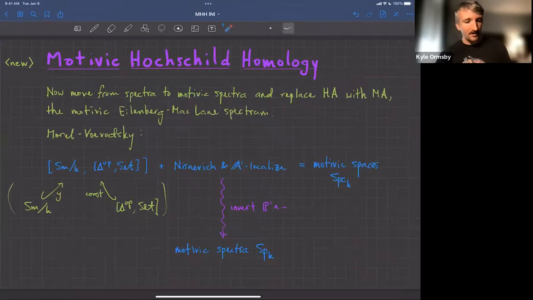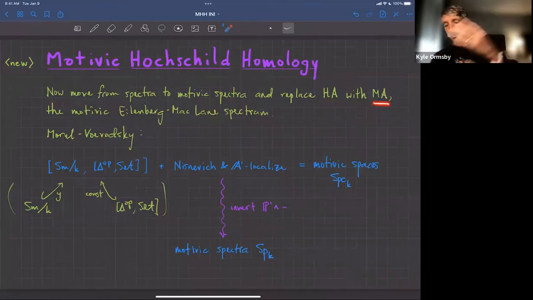This is a K-theory and Motivic cohomology and homotopy seminar. So let's get into this familiar setting, or familiar for many. The idea is that we're just going to go from spectra to Motivic spectra and replace those Eilenberg-Mac Lane spectra with Motivic Eilenberg-Mac Lane spectra, the spectrum representing Suslin-Voevodsky Motivic homology.